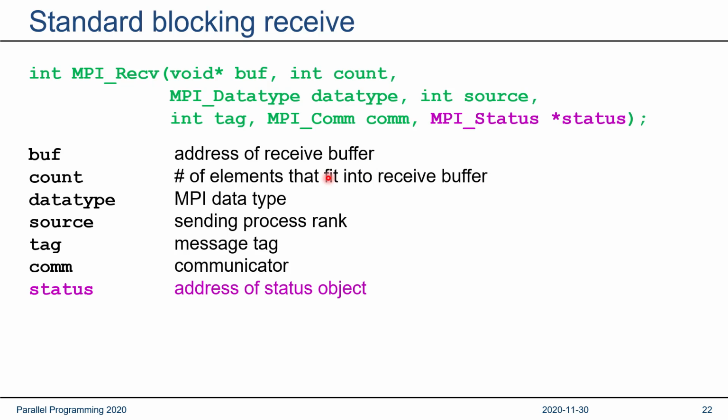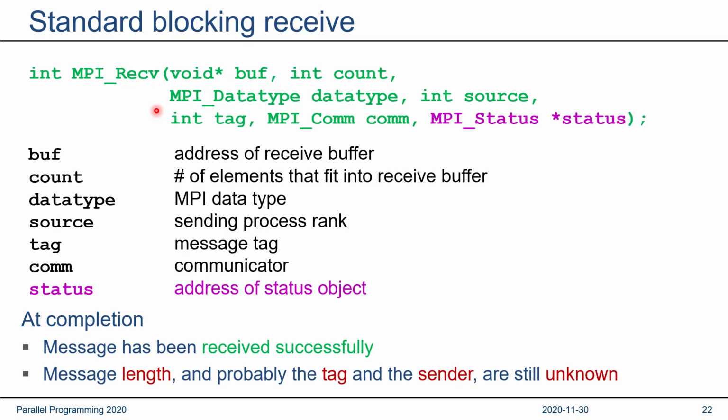Again, we have the MPI data type. Of course, we have to specify who should be sending, so who we are receiving from, the message tag, and the communicator. In addition, we have a so-called status object, actually a pointer to an object of type MPI status. And this is very important because after MPI receive returns, there are some things you might not know. So at completion, the message has been received successfully. So this is the semantics of the receive. You can use it in any way you like, but the message length and probably also the message tag and the sender might be unknown.